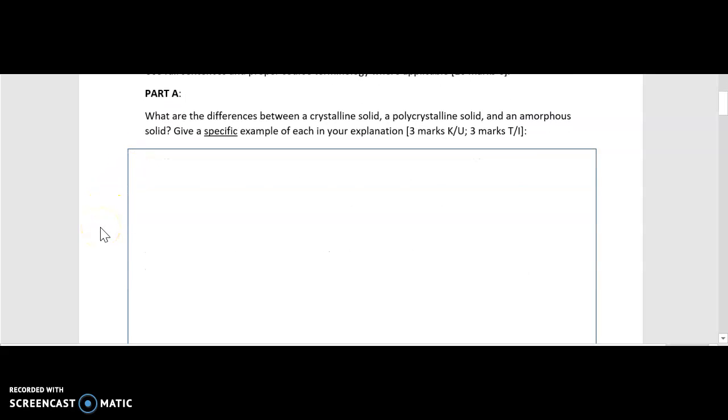Part A asks, what are the differences between a crystalline solid, a polycrystalline solid, and an amorphous solid, and then give a specific example of each one. So in each one you're going to explain what the differences are, so what makes it that type of solid, and then give a very clear example, so an actual material that falls under that category.